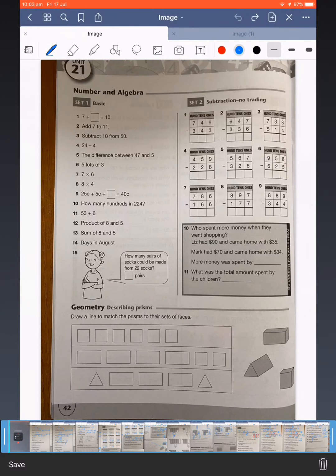Okay, so this week your maths unit is unit 21, and I'm going to go through the answers with you now to make sure that you have got them right.